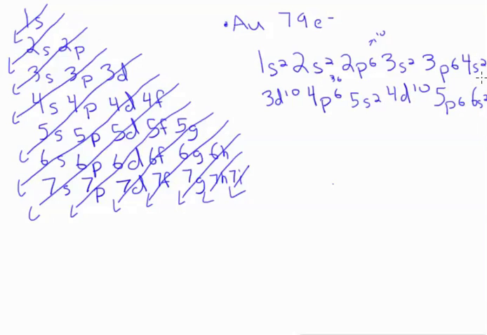After 6s, we're going to go to the next arrow, which is 4f. We haven't used f yet. F has 7 orientations, and each orientation can hold 2, so F can hold 14. Do we have 14 more electrons? Yeah. And then after 4f, we go to 5d, but I think we're going to run out of electrons here, so let's count. 56, so that's 70, we have 9 more.